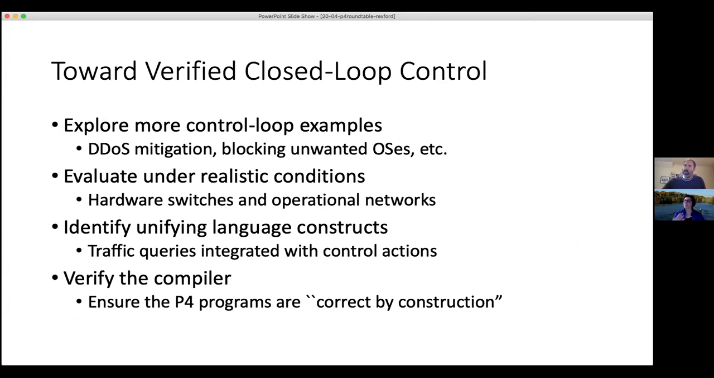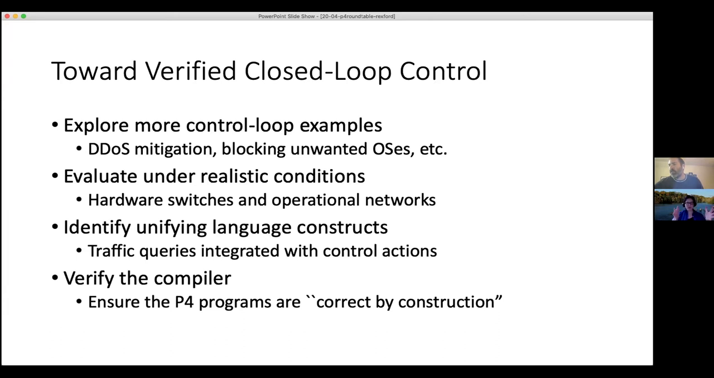And the hope is, as we go through more of these exercises, that we'll identify unifying language constructs that would allow us to speak more generally, not to have a separate language for routing and queuing and so on. A truly integrative way of thinking of network telemetry and control actions taken on the results of that telemetry in an integrated fashion, with a compiler that can generate P4 programs that are correct by construction. So far, we haven't closed that loop fully. The compiler we've written, for example, for Contra is handwritten and not verified, but that would be an interesting direction to pursue further, to know that the compiler itself is correct so that we can reason properly that the P4 programs it synthesizes are correct too.